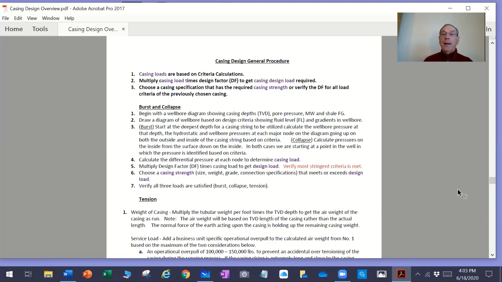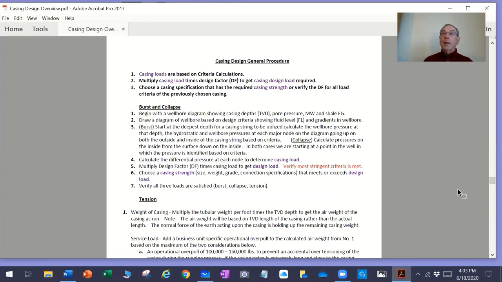So you're always going to have zero pressure at the top of the well, and you're going to have zero pressure wherever the mud falls to, and then you're going to have the hydrostatic of the mud in the wellbore down in the wellbore below that. So you're always going to start at a point where you have a known pressure. So for burst, it's going to be the bottom hole.